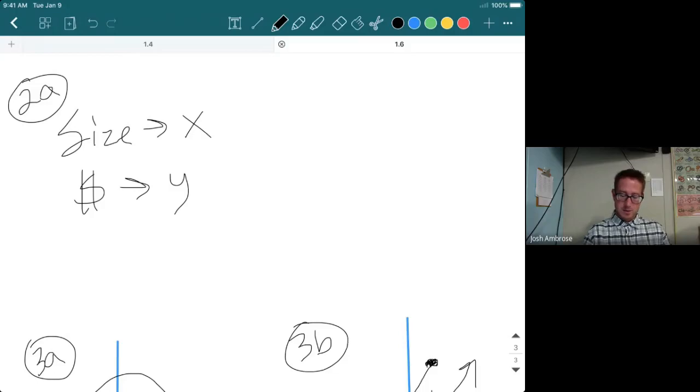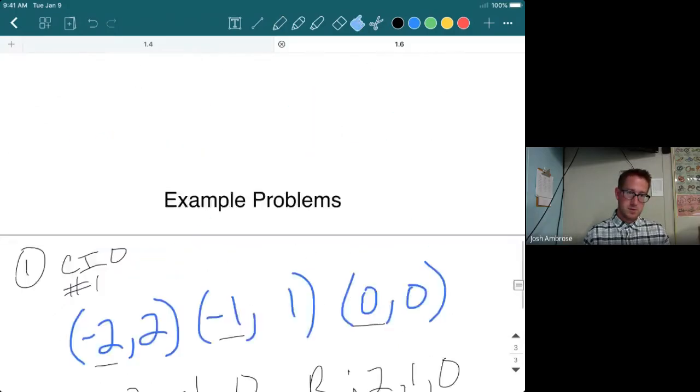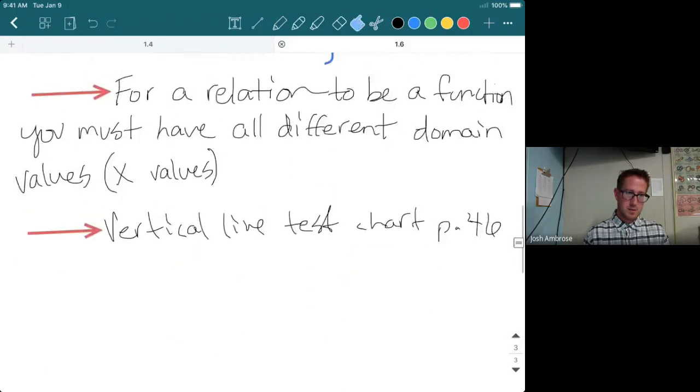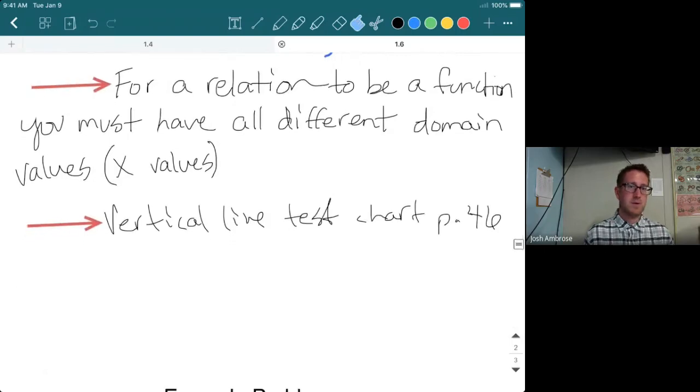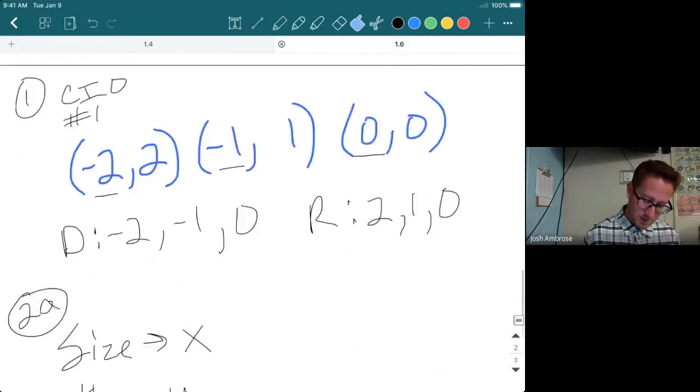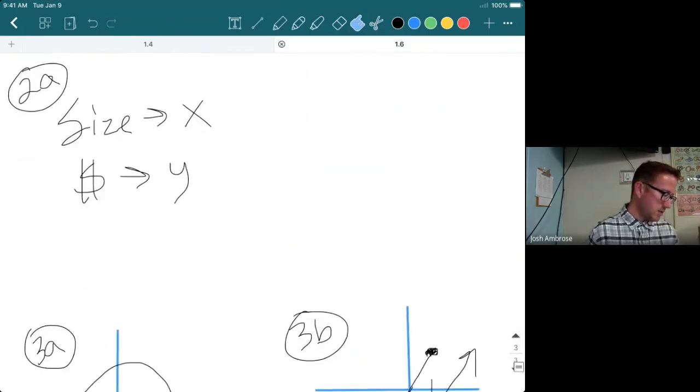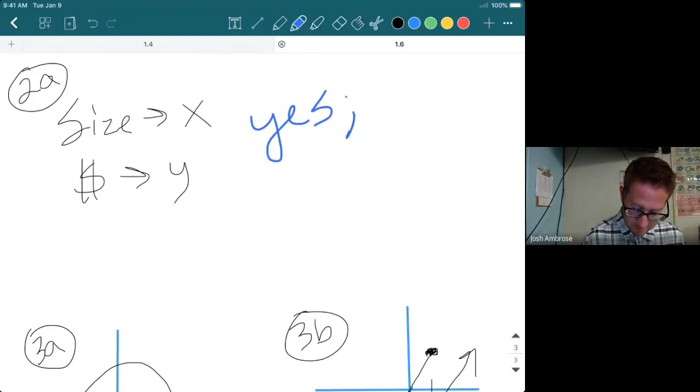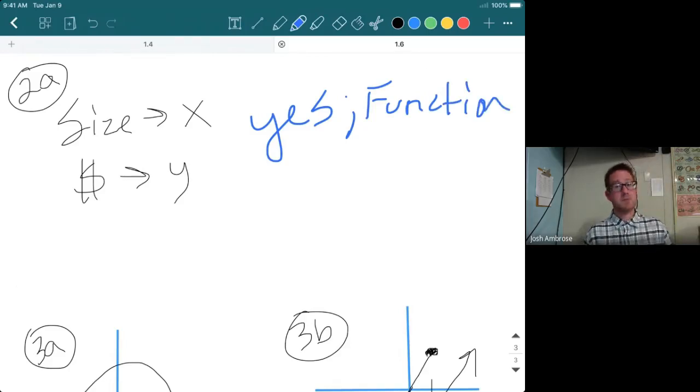And let's do a quick review here at the notes. What is it right there? For a relation to be a function, all the X values must be different. Okay, let's scroll back down, take a look at 2a. For every X value, I see a 7, I see an 8, I see a 9. Those are all different. So what is the answer? Yes. Function. Boom, there we go.